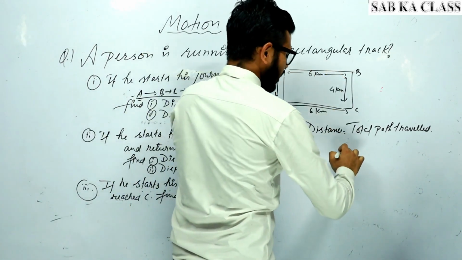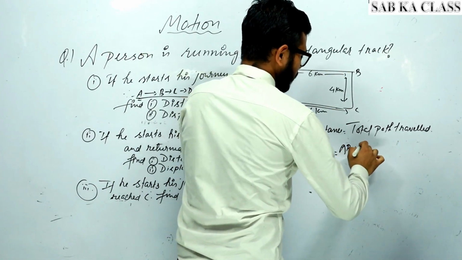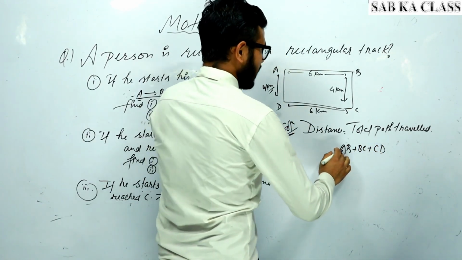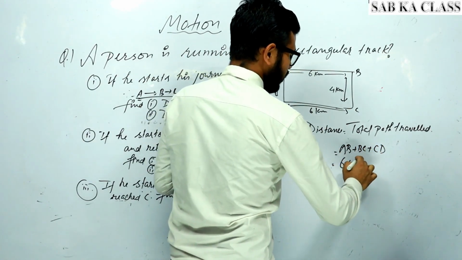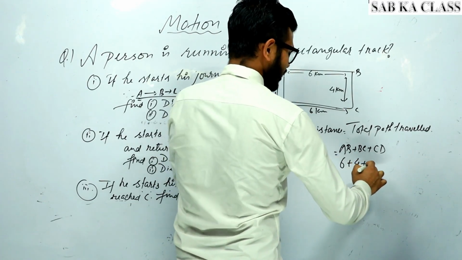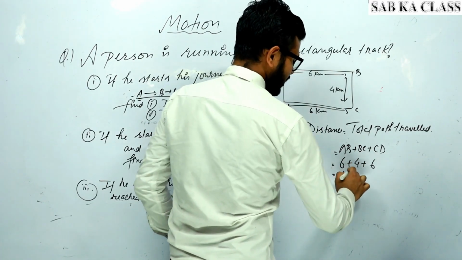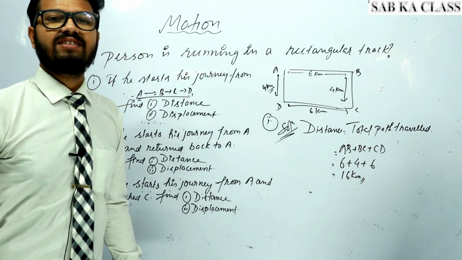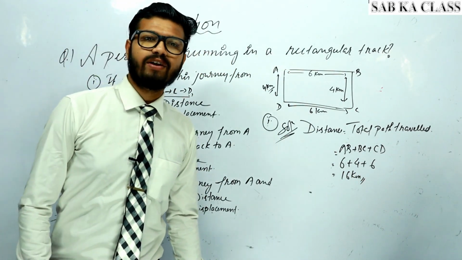A to B plus B to C plus C to D. Okay, what is AB here? 6. What is BC here? 4. What is CD here? 6. That means 16 kilometer. The distance in this case is what? 16 kilometer. I hope you can get what I want to say.